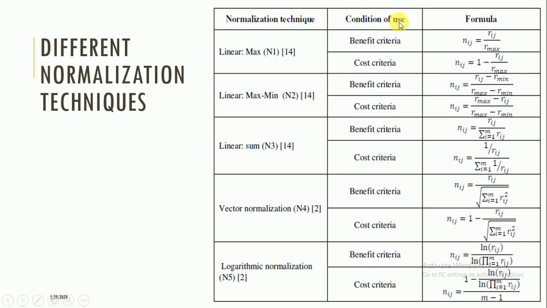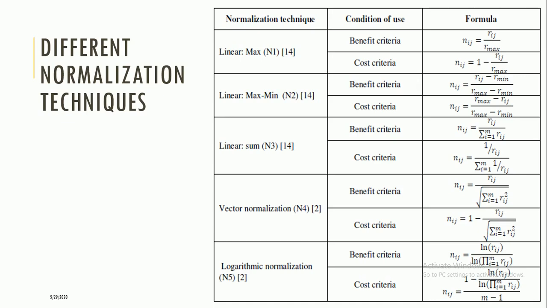In the simplest way, for the benefit criteria, Rij upon Rmax means that in the given criteria column, each value must be divided by the maximum value present in the column. When we are talking about the cost criteria, you divide each cell value by the maximum value, and then you subtract it from 1. So this will be for the cost criteria.